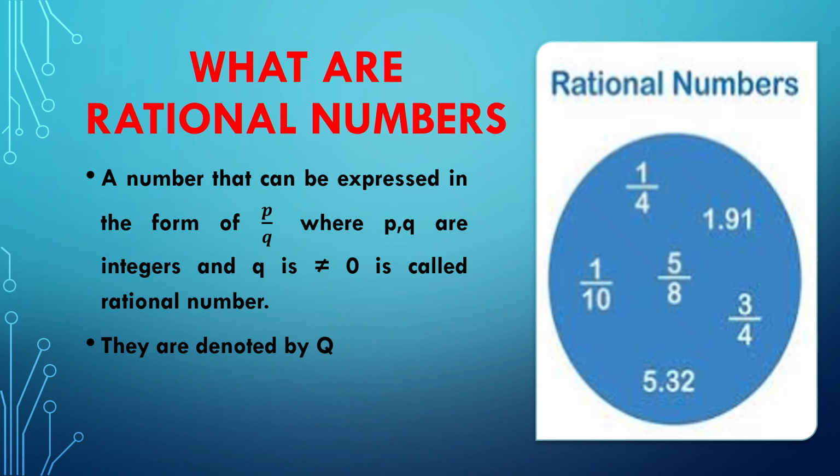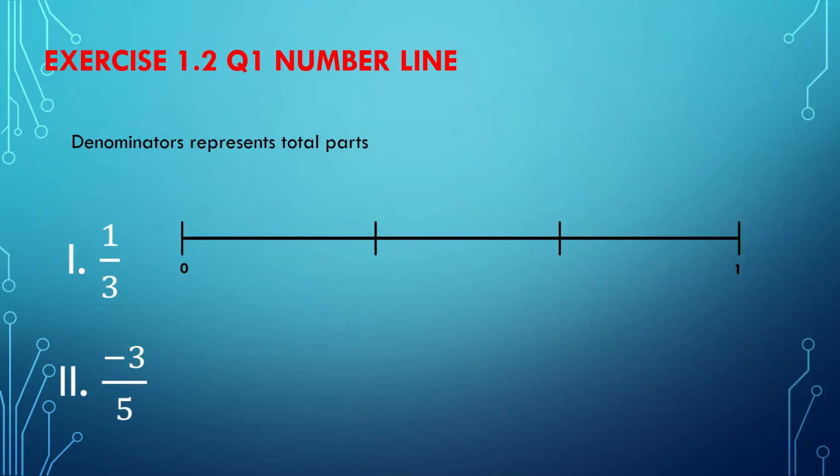A rational number is a number that can be expressed in the form of p over q, where p and q are integers and q is not equal to 0. It means any number which can be expressed in the form of a fraction is called a rational number. But there is only one condition, that the denominator must not be equal to 0. And rational numbers are normally denoted by the capital letter Q. Now let's start our exercise.